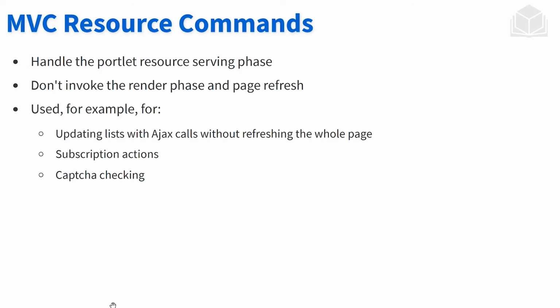MVC Resource Commands, we're not going to see an example of it, but just recapping what we discussed, the resource command is what's used to handle the resource serving phase. The resource serving phase is a way to dynamically serve resources or get content dynamically into an application or portlet. That way, in using the resource serving phase, we circumvent the render phase and avoid a full refresh.